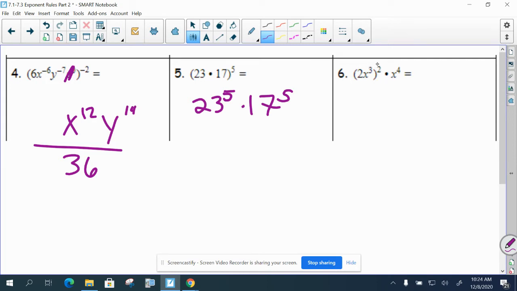First, we need to get rid of the parentheses by distributing the square into the 2 and the x. So we'll do 2 squared is 4, and then x to the 3rd to the 2nd would be x to the 6th, because you multiply, times x to the 4th. Now, since you're multiplying the powers, you add the exponents. So 6 plus 4 would be 10. And then that's it.